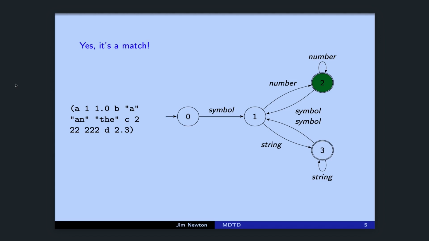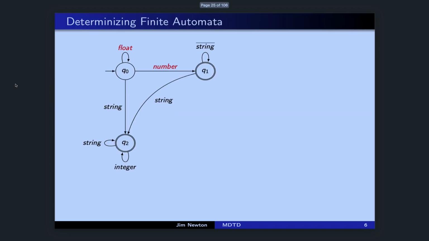If anything else happened, for example, we have a missing transition, we encounter a list, we don't have an arrow for list, or if we finish the sequence early without being in a final state, then the sequence does not match the expression.